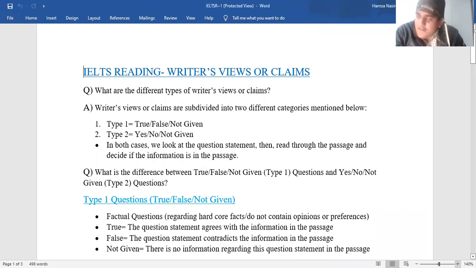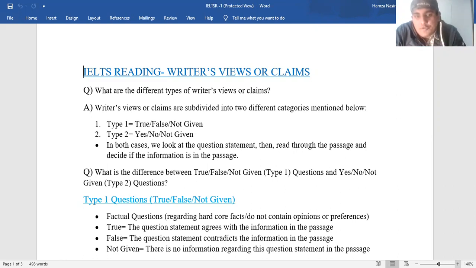So identifying information, also known as writers' views or claims. Very first question, what are the different types of writers' views or claims? Now, writers' views or claims are subdivided into two different categories mentioned below. You have type 1. These questions are basically called true, false, not given. These instructions will always be given to you in the question, so they'll be telling you what type it is. But the purpose of this is to just educate you about the different components of this type of reading activity.